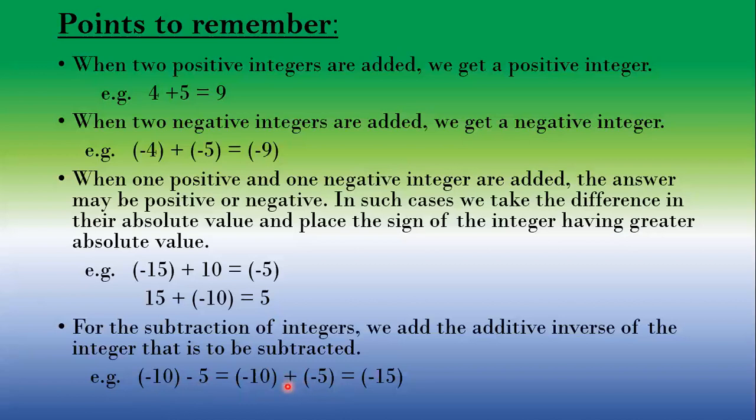So we have to do the addition of minus 10. Then subtraction will change into addition. And the additive inverse of 5 is minus 5. We will be adding minus 10 plus minus 5. Both are negative integers. So we will add their absolute value and give a negative sign. 10 plus 5 is 15. And with the common sign negative. So answer will be minus 15.